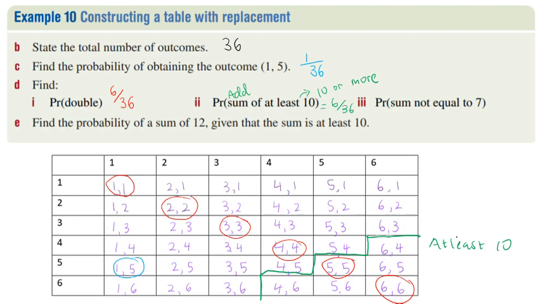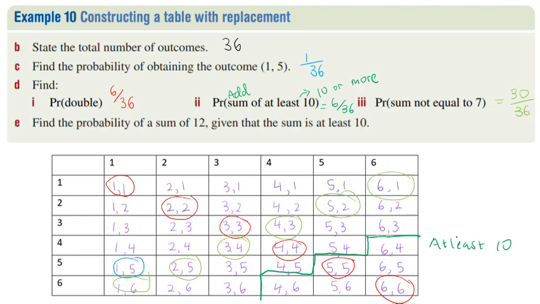And the probability sum not equal to 7. So the amount that are equal to 7, we've got 1, 2, 3, 4, 5, 6. So there are 6 that are equal to 7. So not equal to 7, that's 30 out of 36.